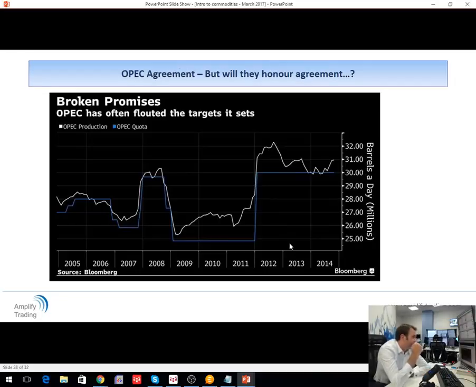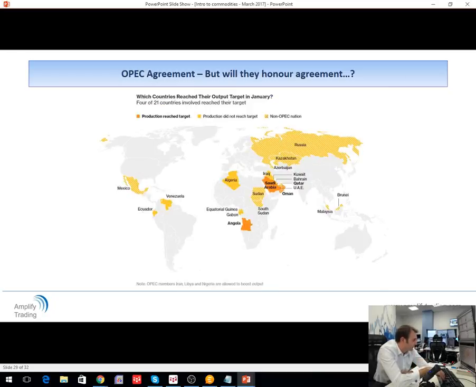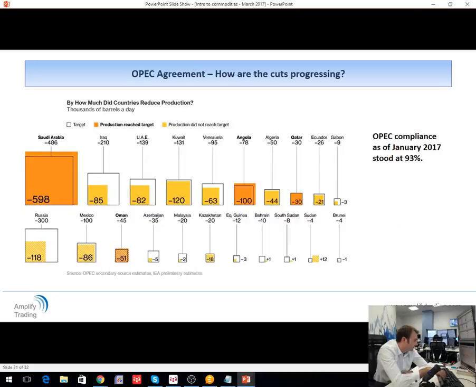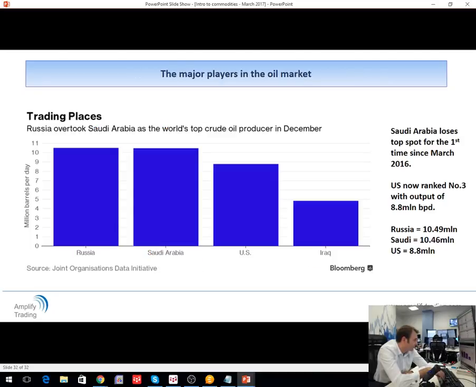And historically, OPEC have found it very difficult for production to meet their quota. Here we can see we're really only looking at Saudi Arabia and Angola that have actually met their targets. This is looking back to January. The majority of countries are not reaching their target, with Saudi Arabia and Angola standing out.